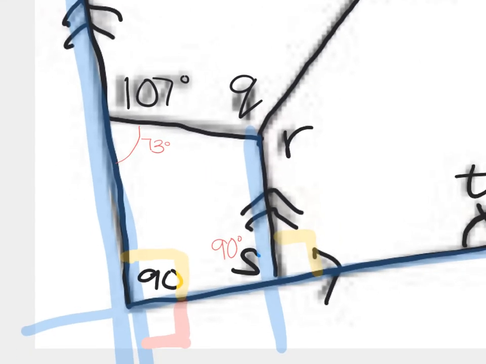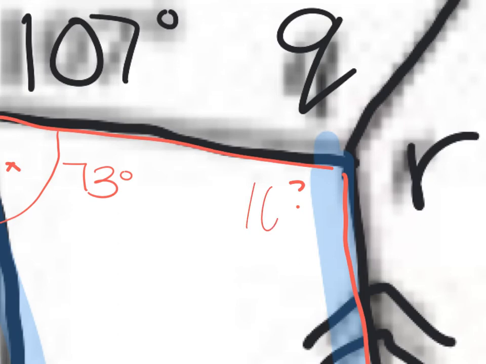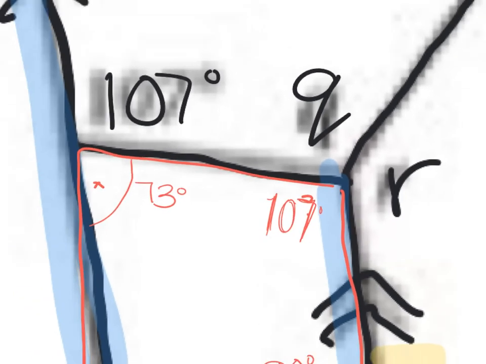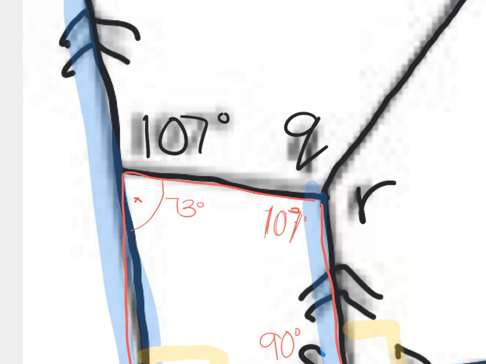And now I've got 3 of the 4 angles in this quadrilateral. 360 minus 90 and 90, I'm left with 180 for my 73 and whatever that piece is. 180 minus 73 will be 107. I could also use my parallel lines and use this side as my transversal and get 107 as my alternate interior angle. Either way works.